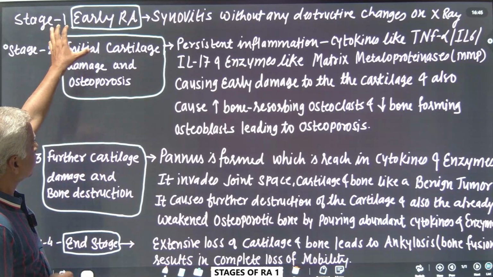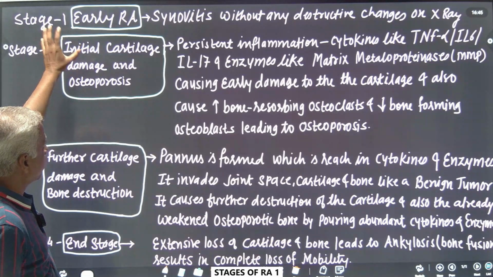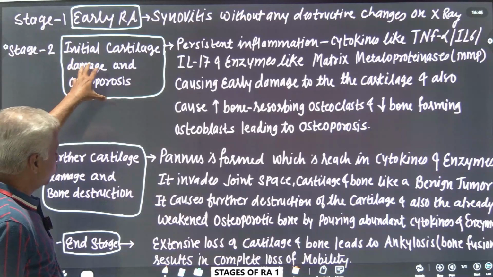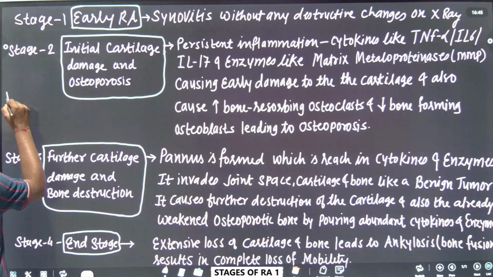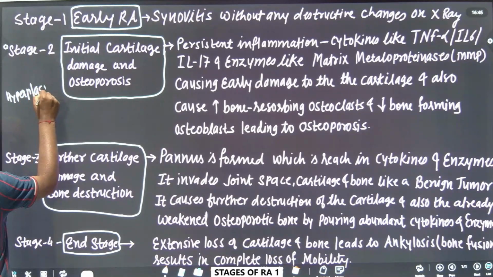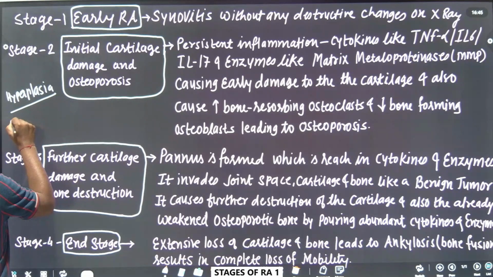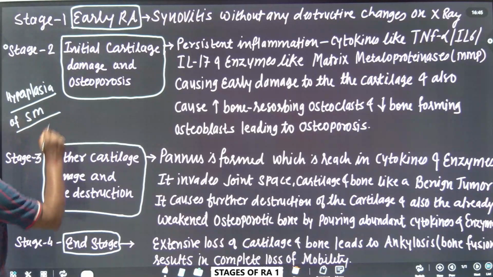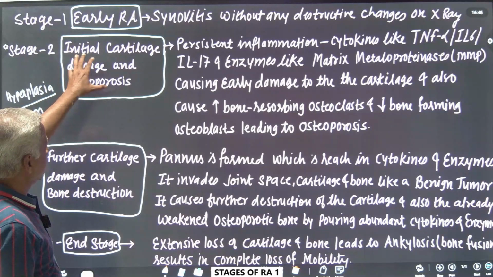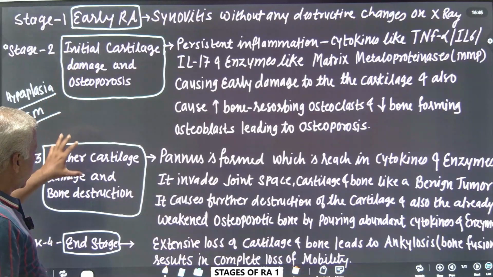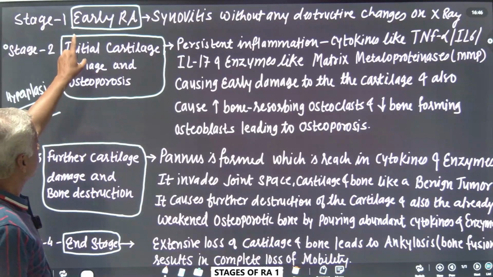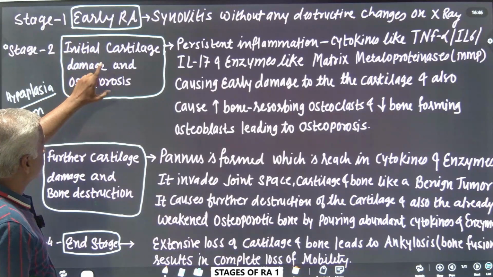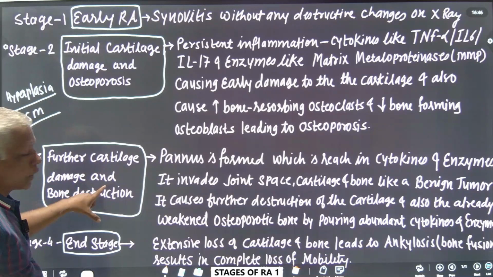So in stage number 1, we have purely a synovial membrane inflammation. In stage number 2, we can say that here we have a hyperplasia of the synovial membrane, and in stage number 3 of this arthritis, rheumatoid arthritis, we have a PANNUS formation. So: synovial membrane inflammation, synovial hyperplasia, and the PANNUS formation.